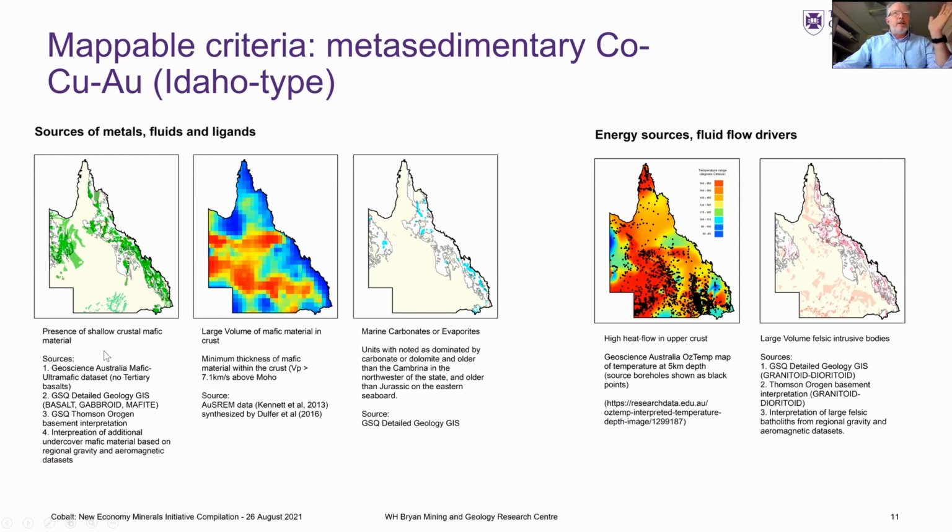So, for example, in the sources here, we've used shallow crustal mafic material from the geological mapping, also from geophysical interpretation. We've used the OSREM data, as we've pretty much taken the approach from Geoscience Australia there. We've looked for marine carbonates or evaporites in the detailed geology, the heat flow in the upper crust from the Geoscience Australia OzTemp map, and felsic intrusive bodies, for example, both from the detailed geology, as you see here in red, from the undercover Thompson Orogen basement interpretation by the GSQ here in the south of the state, and elsewhere we've looked at some of the geophysical data sets and tried to interpret where those large felsic batholiths that could potentially be heat drivers may be in these areas undercover.